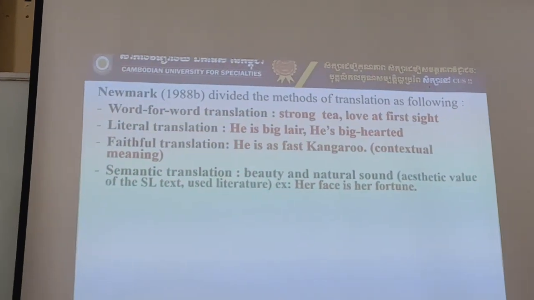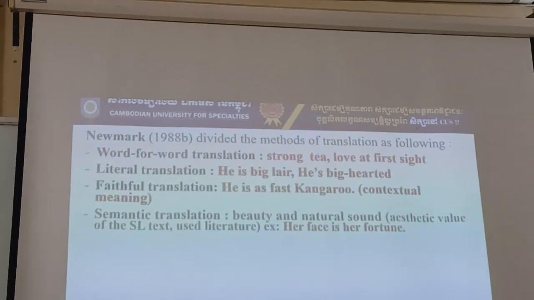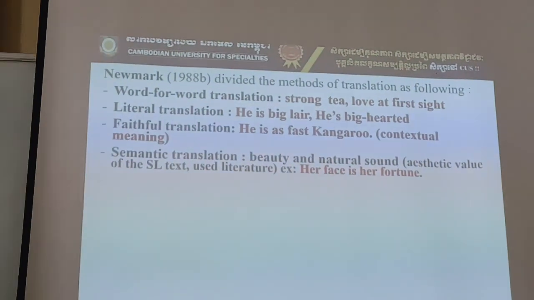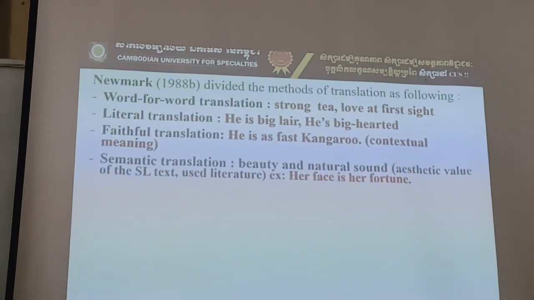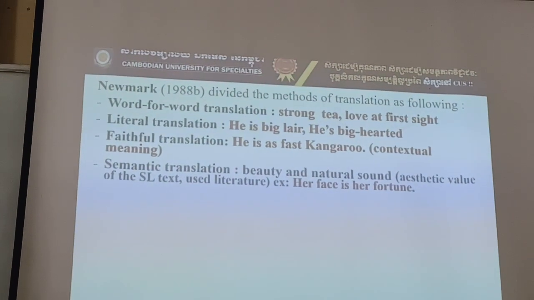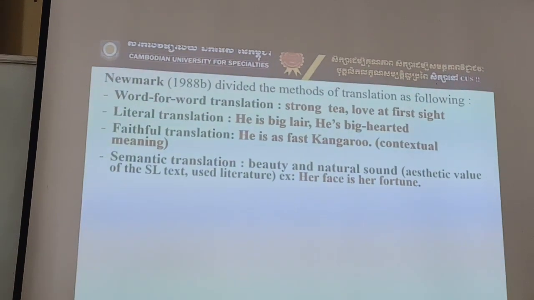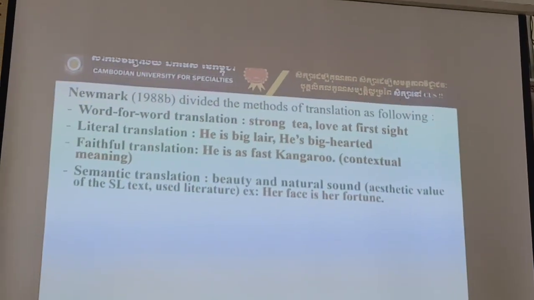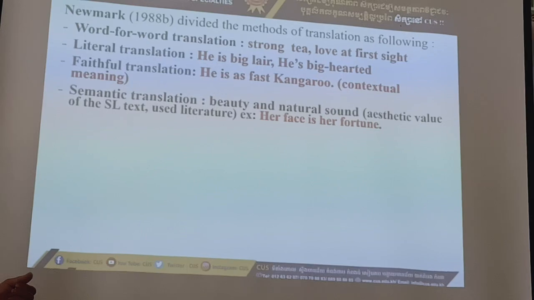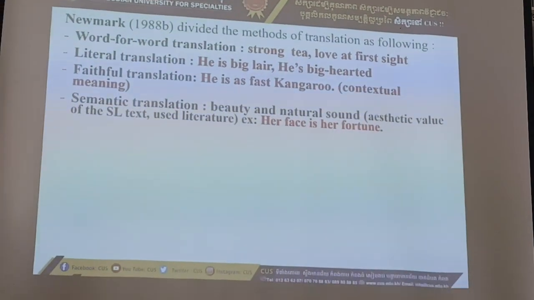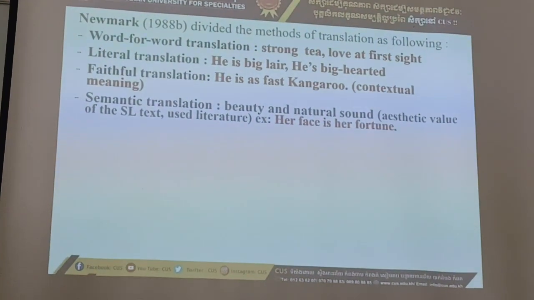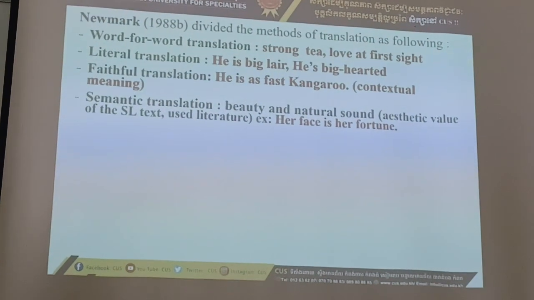First is called word-to-word translation, which means the source language words are preserved and the words are translated singly by their most common meaning, out of context. That means word-to-word translation is a straight meaning. For example, strong tea. If you translate word to word, it doesn't mean bitter tea, it means the tea is strong, like powerful tea. But if it is a free translation, that means the tea is bitter and hard to drink.